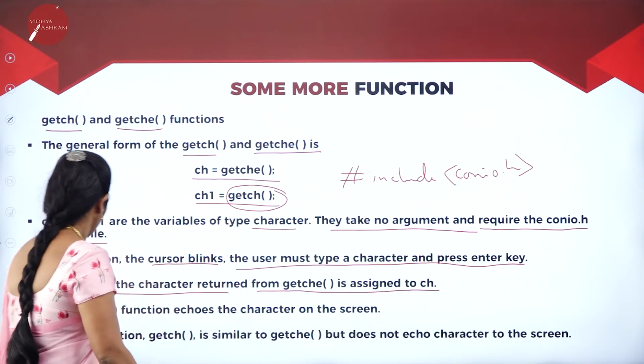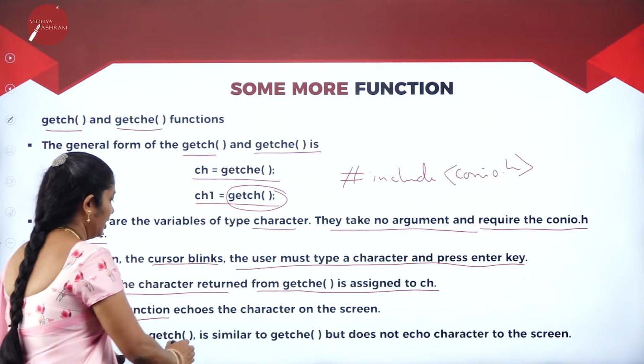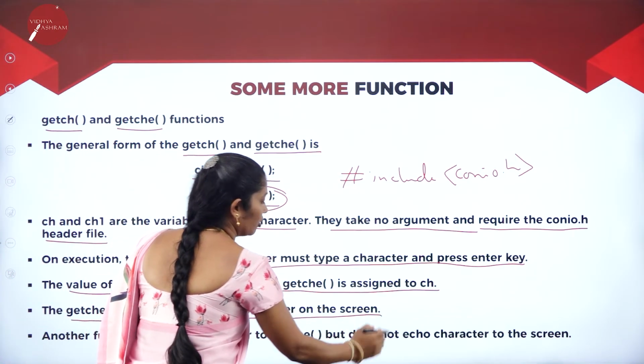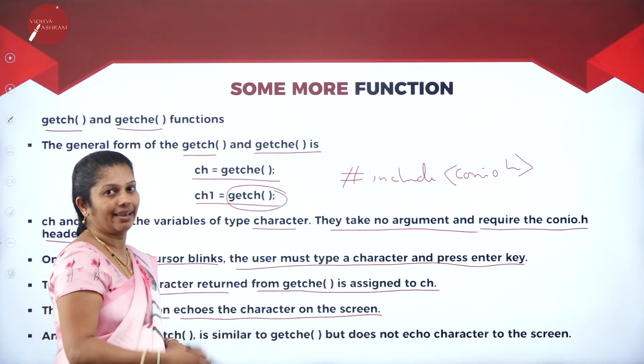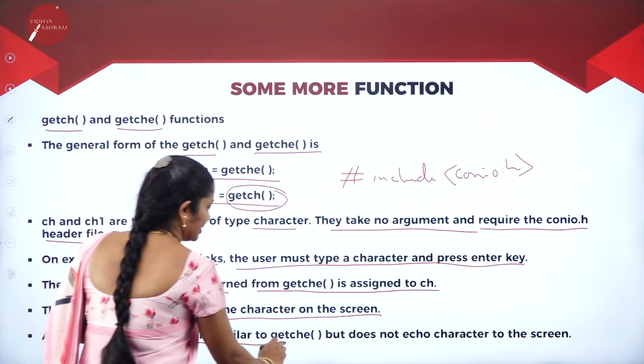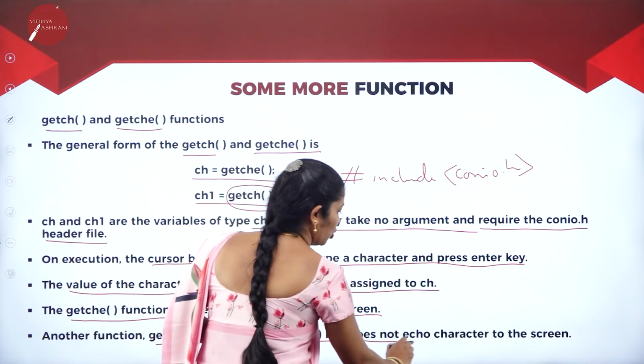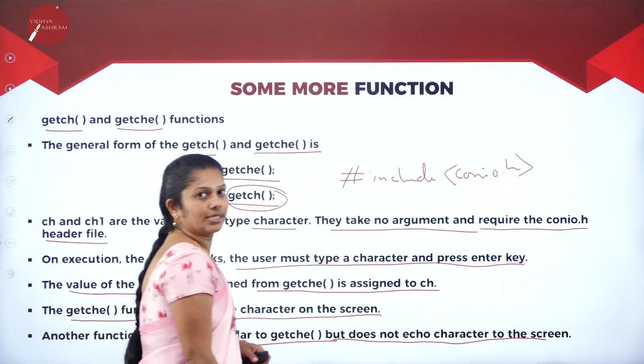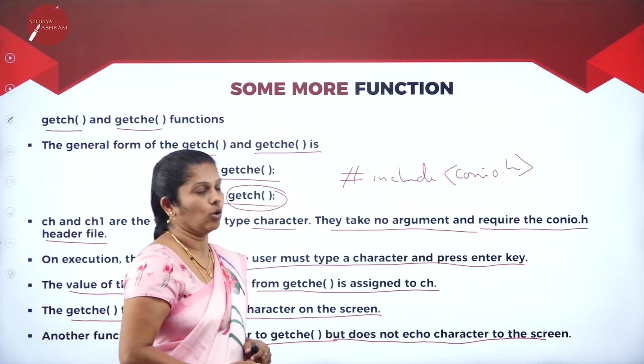The value of the character returned from getche is assigned to ch. In this case, the getche function echoes the character on the screen, whereas getch is similar to getche but does not echo the character to the screen. These are the major concepts.